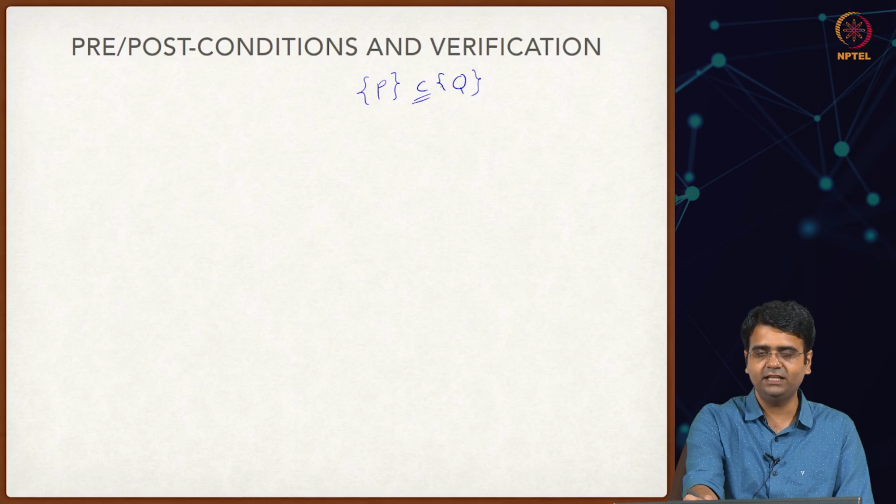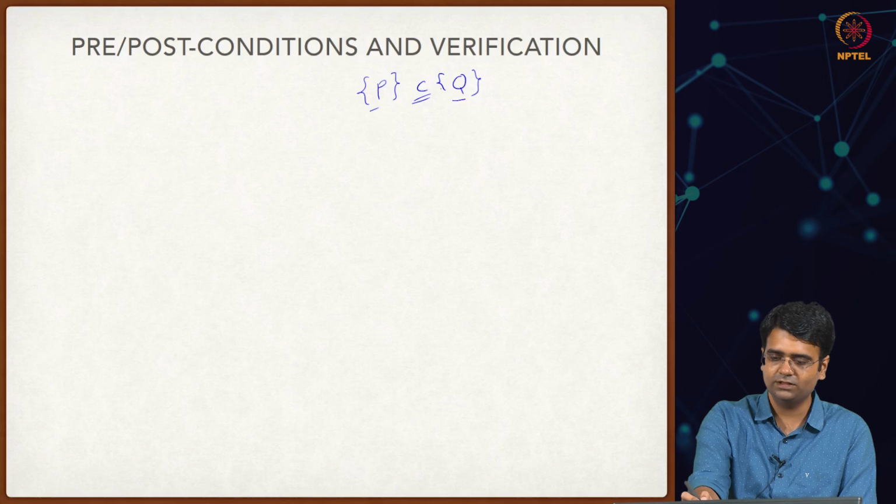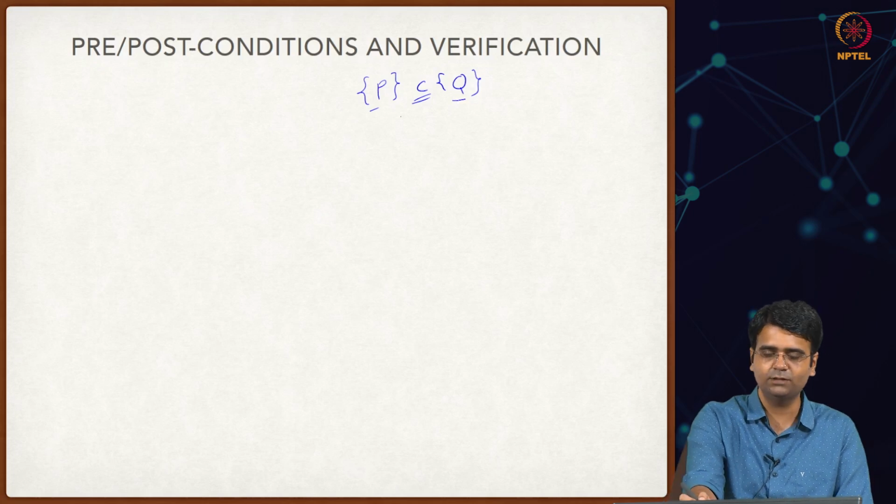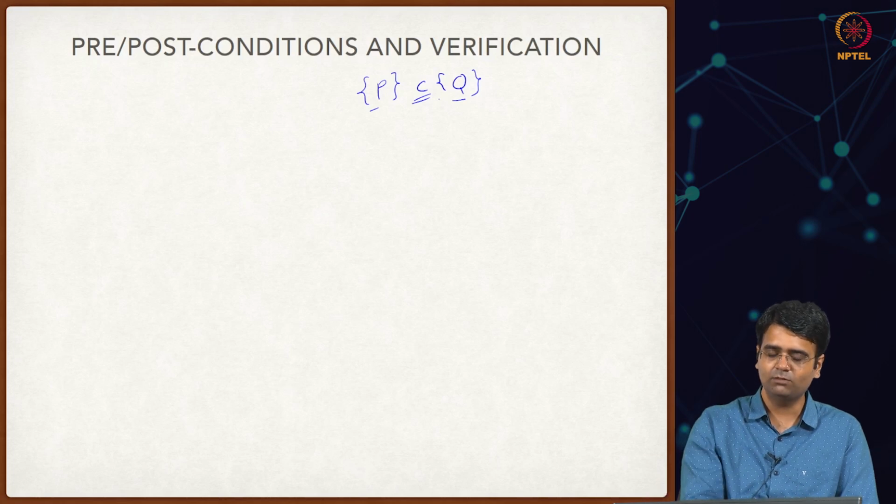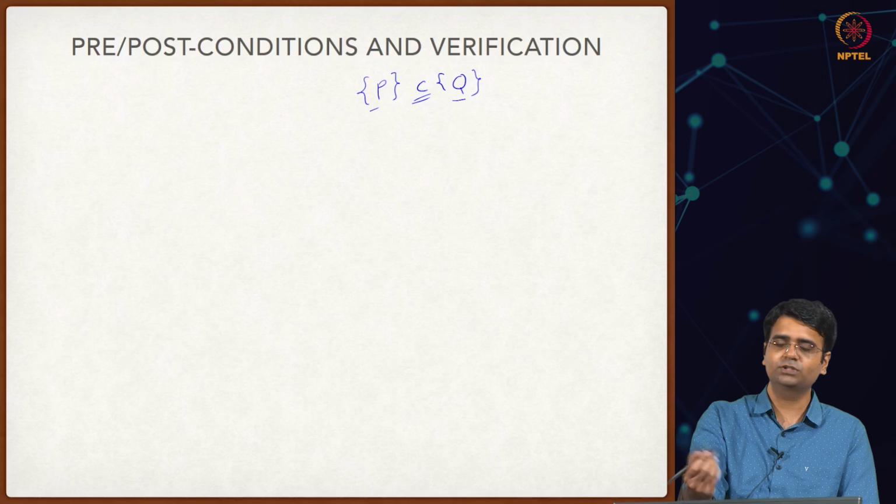This is in the imp language, and P is the precondition and Q is the postcondition. This P and Q themselves are formulas. They are first order logic formulas whose free variables are the program variables. So let us now define the verification problem in terms of pre and post conditions.